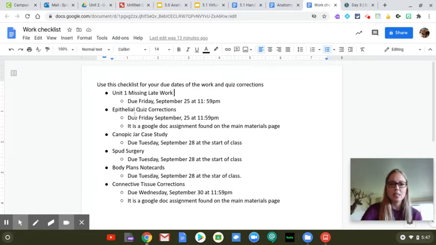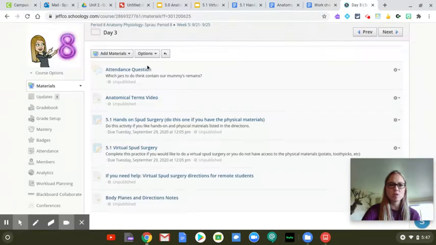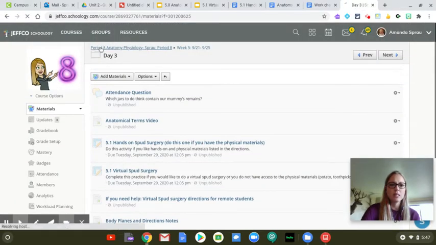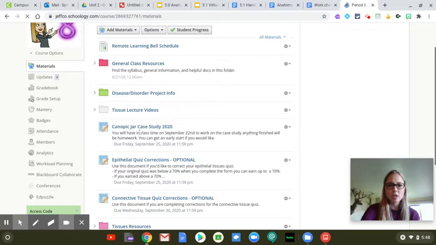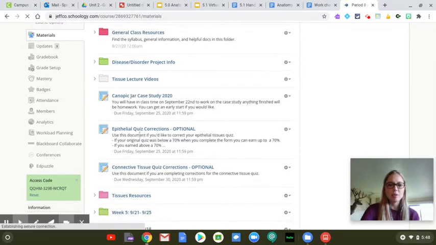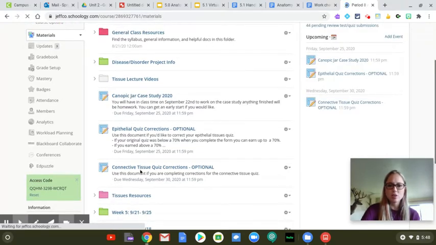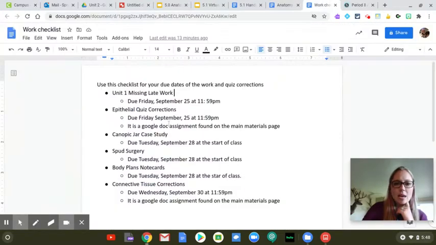The other thing that is due Friday are the epithelial quiz corrections. So it's a Google Doc found on our main materials page. So I'll just show you guys real quick. If we click back over to our main page, it's thinking. Here's your Canopic jar case study. There's your epithelial quiz corrections and your connective tissue one. And so I'm going to move your Canopic jar case study. And it's going to be due Tuesday at the start of class.